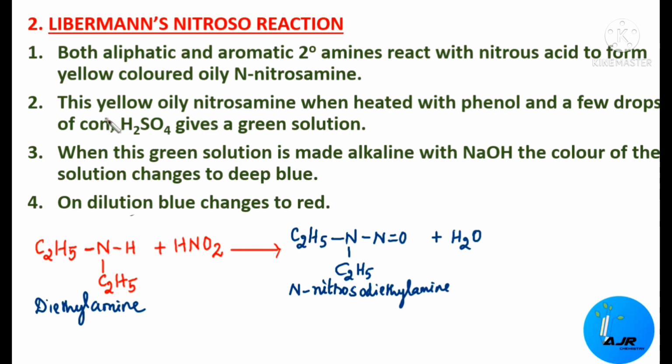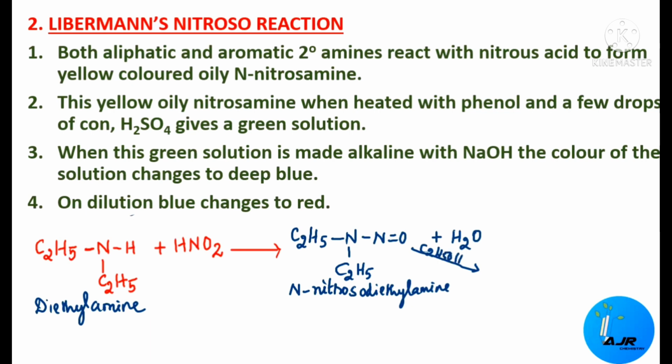So what happens in the second step? This yellow oil, this has a yellow color and it is an oily substance. This yellow oil nitrosamine, when heated with phenol and few drops of concentrated sulfuric acid, gives a green colored solution. So either phenol we can use or ethanol, right? We can write ethanol or phenol.